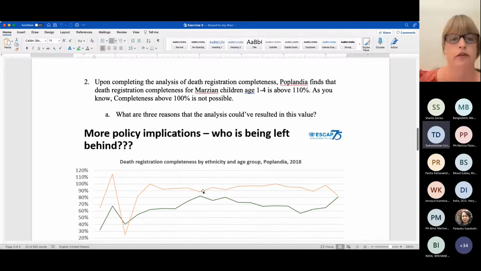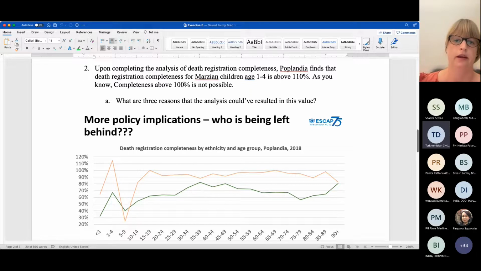So let's go on to our next question. And this is also death registration. Upon completing the analysis of death registration completeness, Poplandia finds that death registration completeness for Marsian children aged 1 to 4 is above 110%. So we saw that here. It's quite high. And we know that above 100% is not possible. It's nonsensical. There's something wrong with the data.